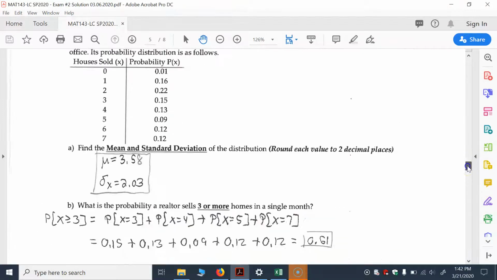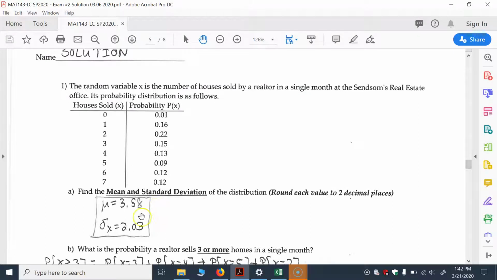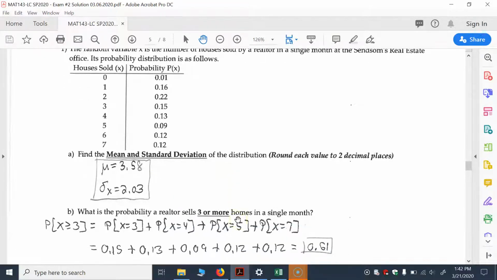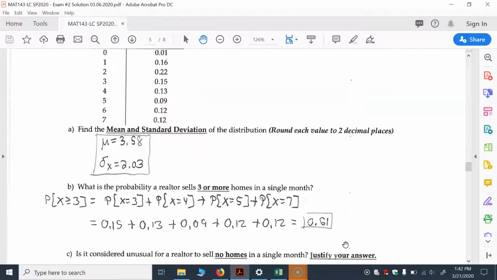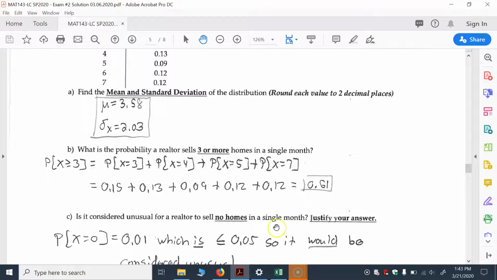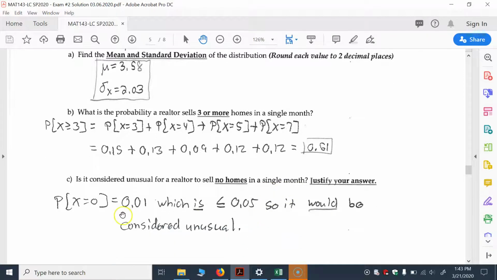On Form B, of course, the numbers are changed just a little bit. So now your mean and standard deviation are 3.58 and 2.03 respectively. And now what's the probability the realtor sells 3 or more homes in a single month? That's X greater than or equal to 3. So we want to add these probabilities of 3, 4, 5, 6, and 7. You'll get 0.61. And then, is it unusual for a realtor to sell no homes in a single month? Well, in this case, the probability X equals 0 is 0.01. That is less than 0.05, so that would be considered unusual.